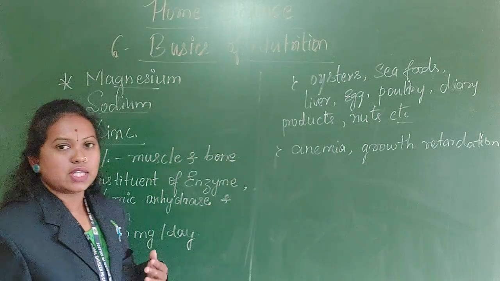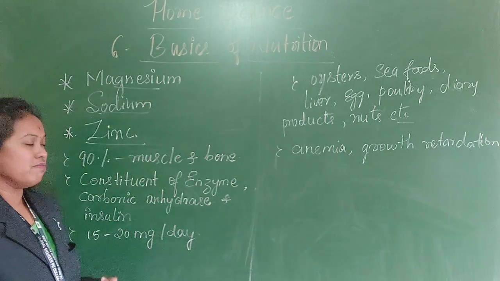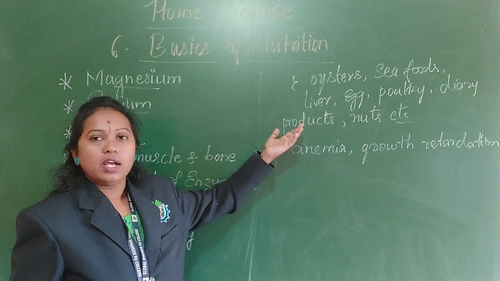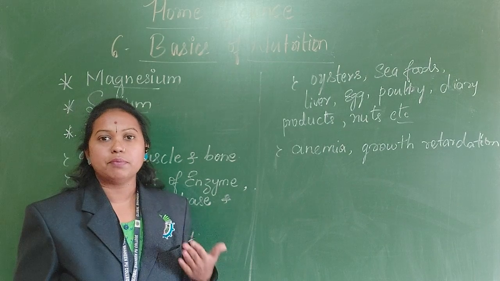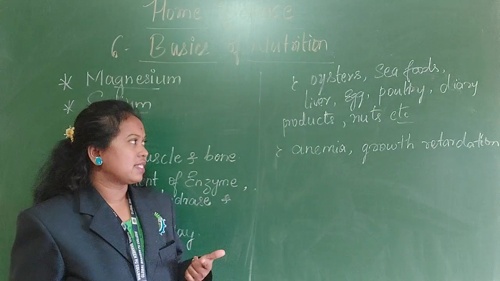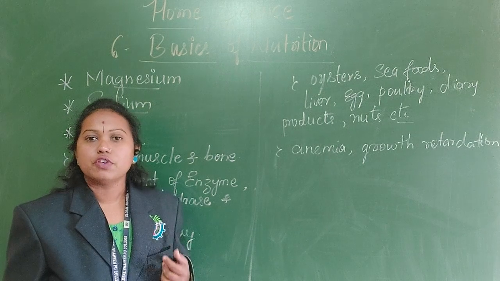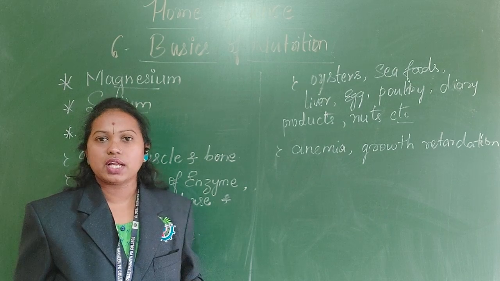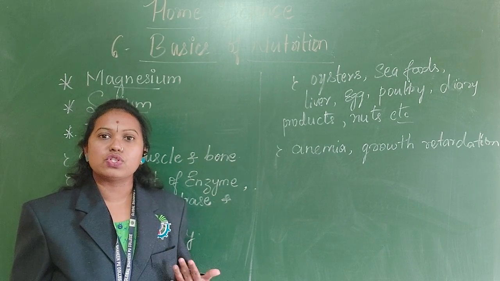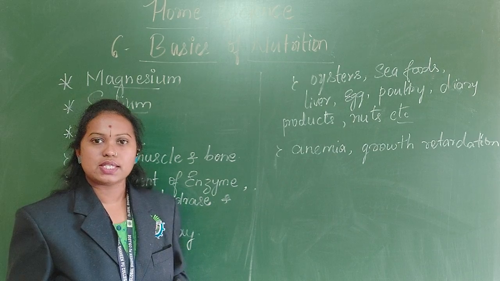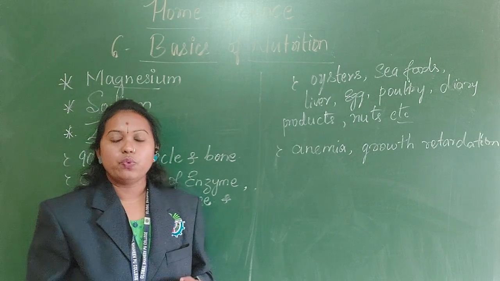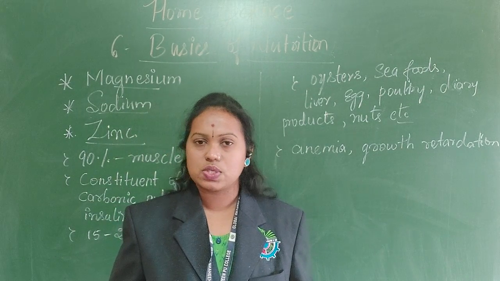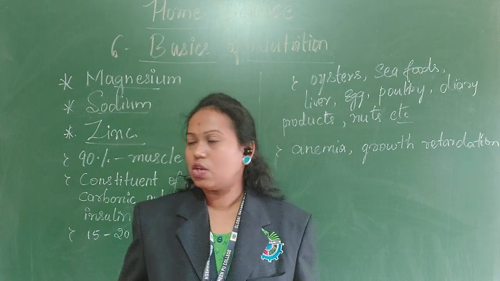The normal daily requirement is 15 to 20 mg per day. Oysters, seafoods, liver, egg, yeast, poultry, meat, dairy products, etc. are some of the food sources. Anemia, growth retardation, delayed genital maturation, and impaired glucose tolerance are some of the deficiency symptoms of zinc. With these deficiencies, sometimes slow wound healing is also seen.